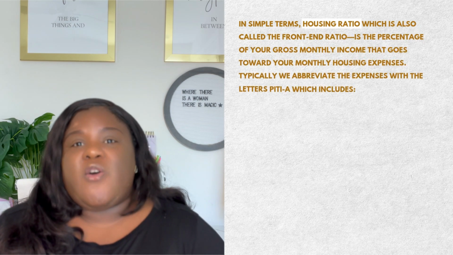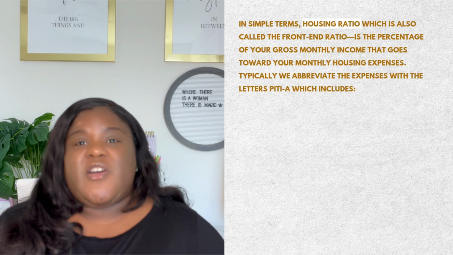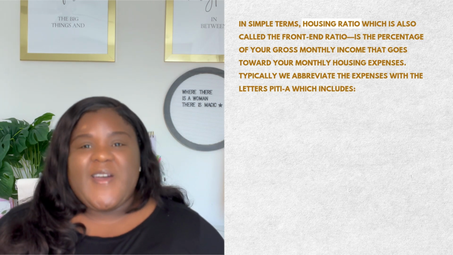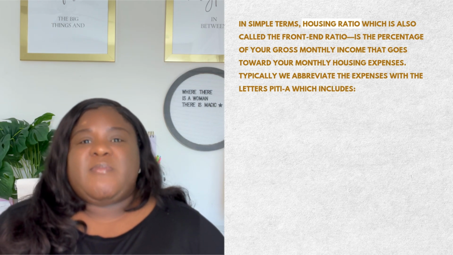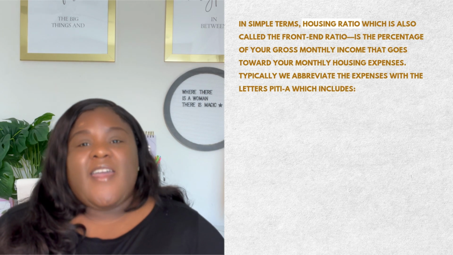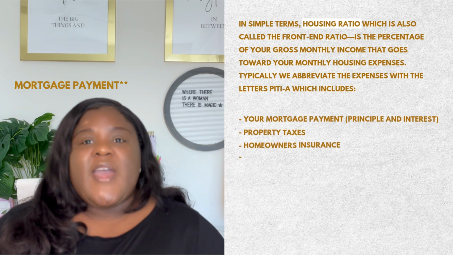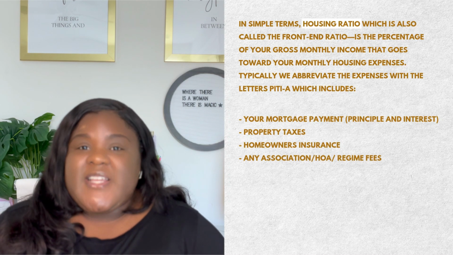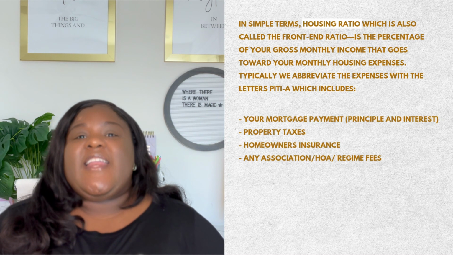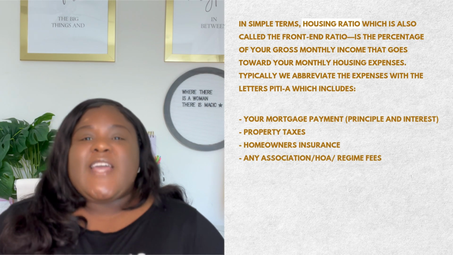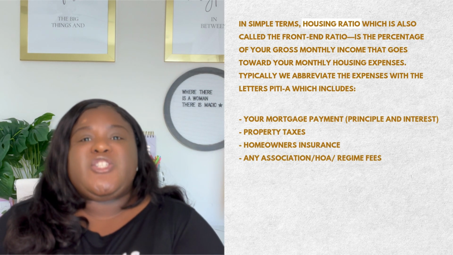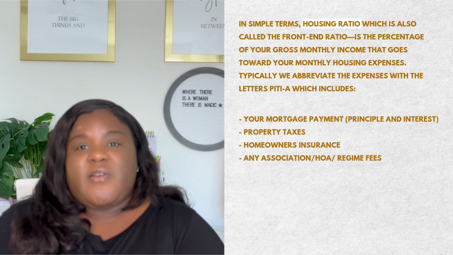All right, so first up, what exactly is your housing ratio? In simple terms, housing ratio, which is also called the front end ratio, is the percentage of your gross monthly income that goes toward your monthly housing expense. Typically, we abbreviate the expenses with the letters PITIA, which includes your mortgage principal, and that's your principal and interest, property taxes, homeowners insurance, and any association, HOA, or regime fees. Basically, it's how much of your income goes towards making sure just your home is covered.